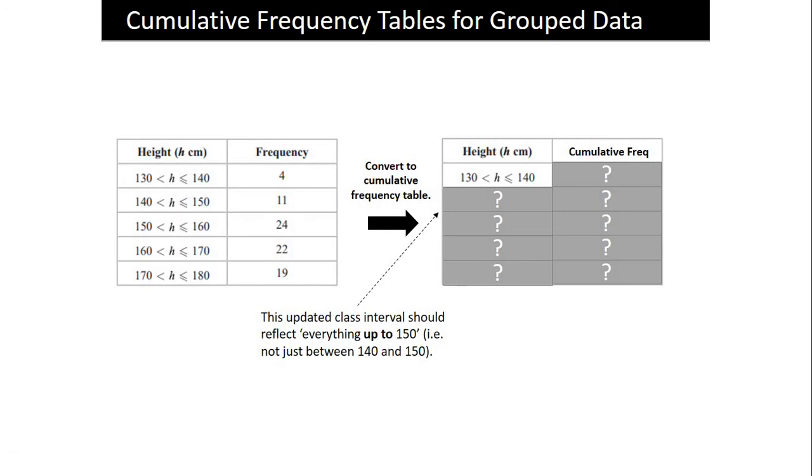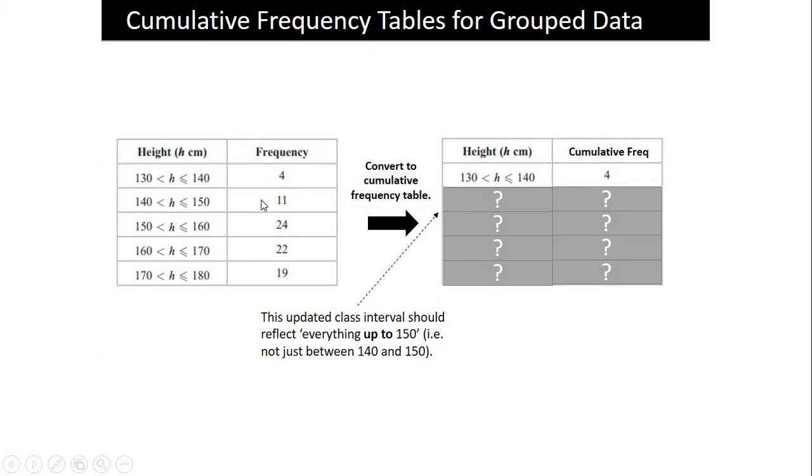Looking at cumulative frequency tables for grouped data then, here we have some continuous data. So we have some people that are recorded in a table and we're recording their heights. Here we've got a group. Remember, this means the height has got to be greater than 130 centimetres but less than or equal to 140. And there are 4 people in this category. So the cumulative frequency is 4.